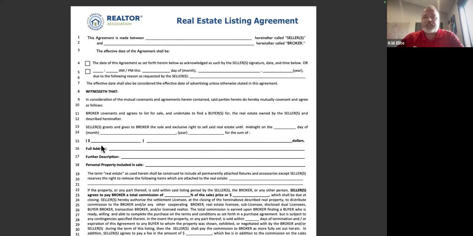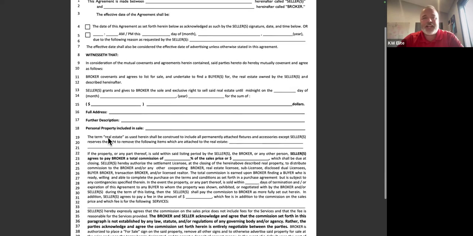Next is the price. What price are you listing it for? You write out the price in numerical form, meaning $299,900.00 for cents, and then you write out what that is. So here you would just spell out $299,900. Full address, pretty simple, just what the address for the property is.